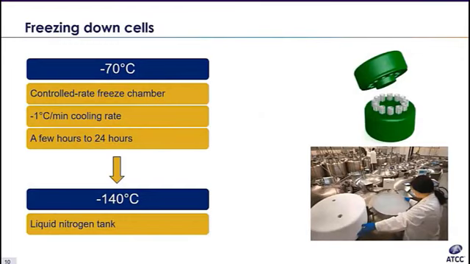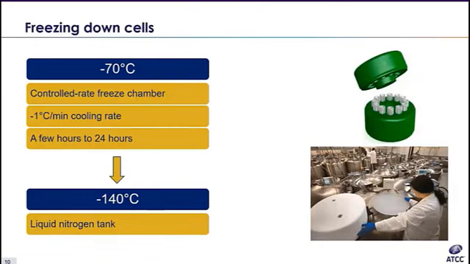So freezing cells is typically a two-stage process in which cells are incubated for some time at minus 70 degrees Celsius before being stored at minus 140 degrees C. As previously discussed, cells must be cooled at a rate of about minus 1 degree Celsius per minute. This can be achieved with the use of a controlled rate freezer or controlled rate chambers. The length of time needed in the minus 70 will depend on the type of chamber used.